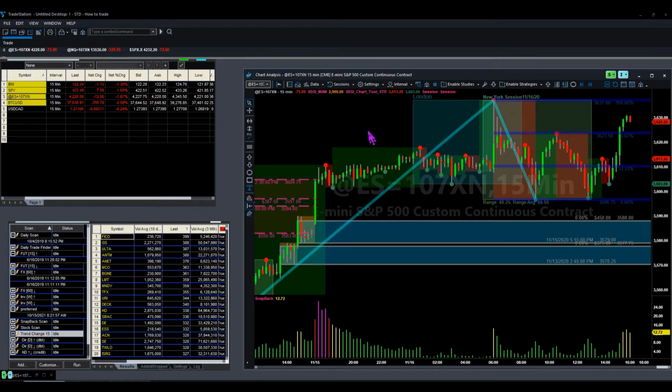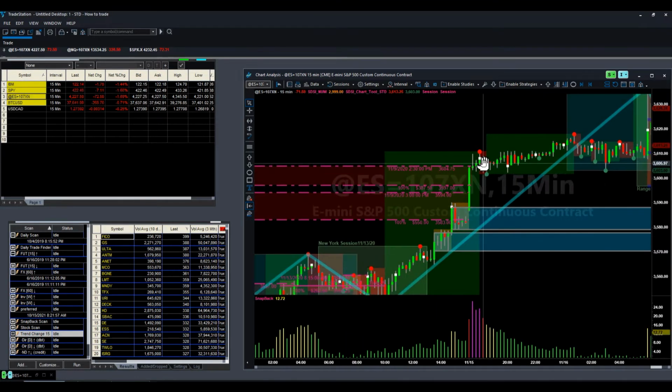So if you trade different assets, and let's say you only want to trade an asset if the zone, the band of supply and demand, was created during the New York or London session, you can easily highlight and see that on your charts.